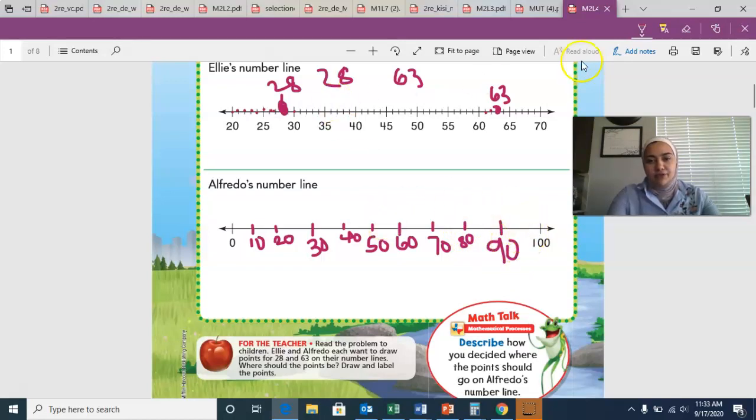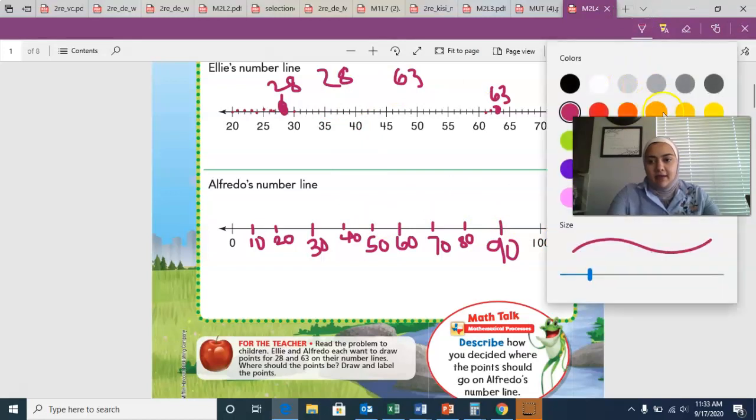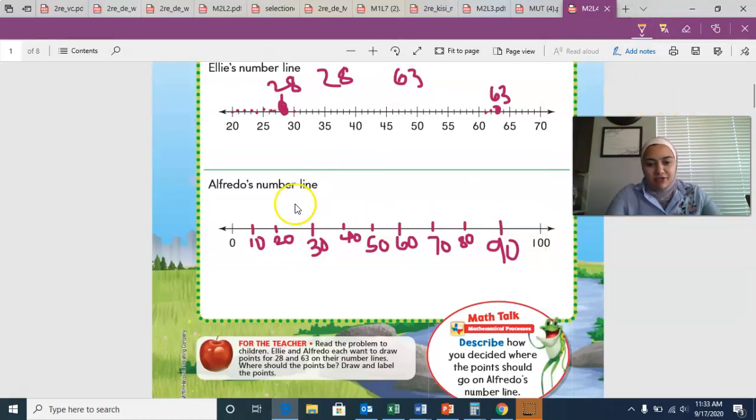So we want to draw a point to where 28 and 63 would be. So first let's look at the number 28. I know 28 comes between the number 20 and 30. I know 28 is closer to 30. It's only 2 numbers away from 30. So I would draw the 28 here between the 20 and 30, but closer to the 30. Right? Because if I say 28, 29, 30, it's only 2 numbers away, 2 tick marks away. So it's closer to the 30.